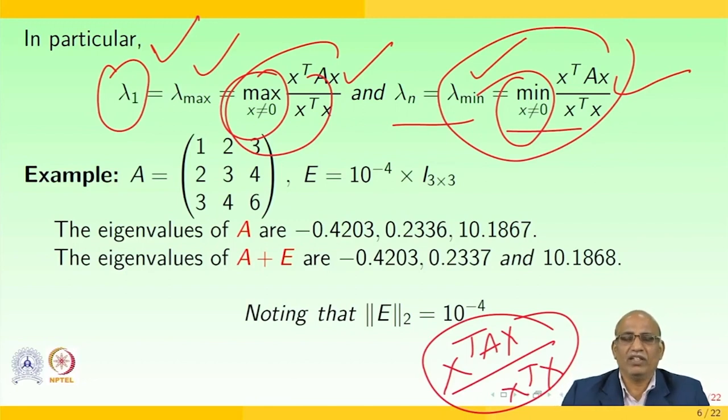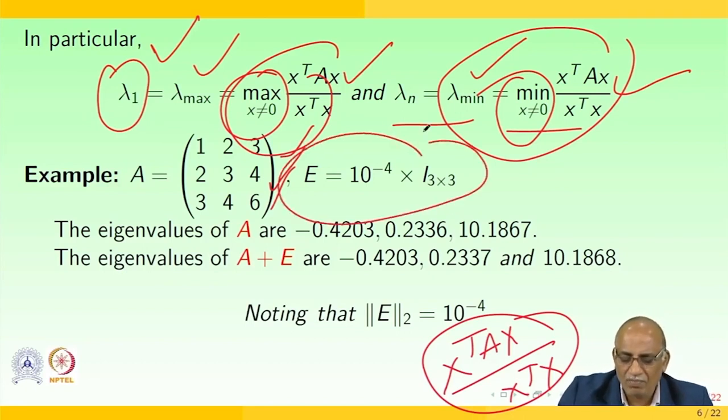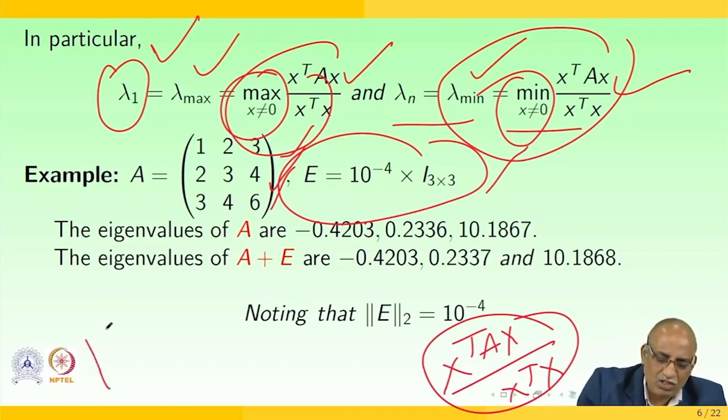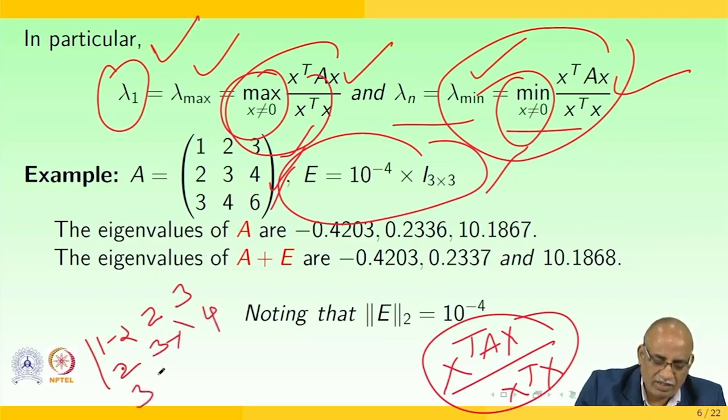In order to elucidate this phenomenon, let us consider a simple example with the coefficient matrix A equal to [1 2 3; 2 3 4; 4 3 4 6], and the error E equal to 10 power minus 4 times I3. Obviously one can compute the eigenvalues of matrix A. How do you compute the eigenvalues of matrix A? The determinant of the matrix with rows 1 minus lambda, 2, 3; 2, 3 minus lambda, 4; 3, 4, 6 minus lambda is equal to 0.